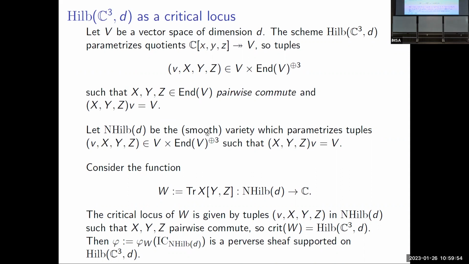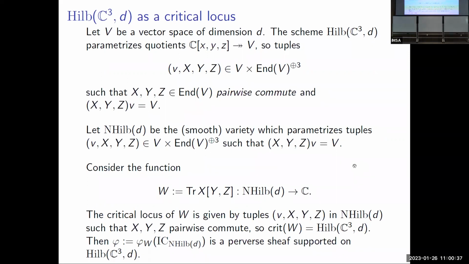So let n hilb d be the smooth variety, which now parameterizes tuples lowercase v, and then three endomorphisms x, y, and z. And the only condition is the generation, the surjection part. So lowercase v generates the full vector space under the action of x, y, z. And now what happens is that this variety can just be described using a GIT stability for a determinant character of GLV acting on this space. And then this semi-stable locus ends up being a variety, not just a stack. So we end up with a smooth variety.